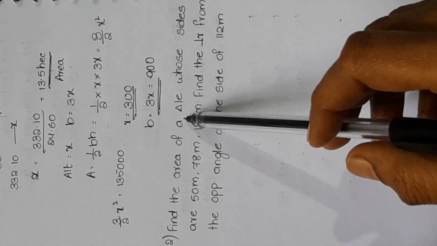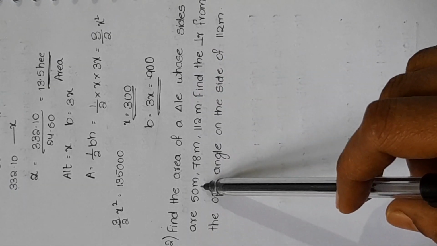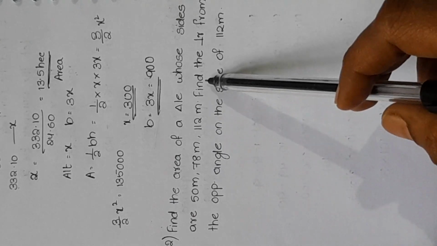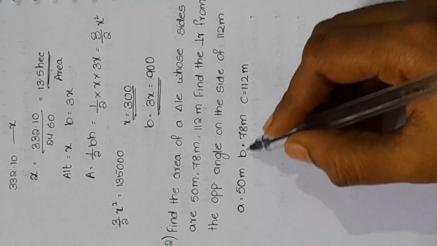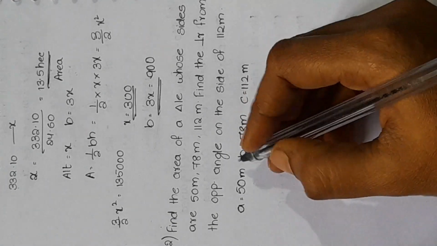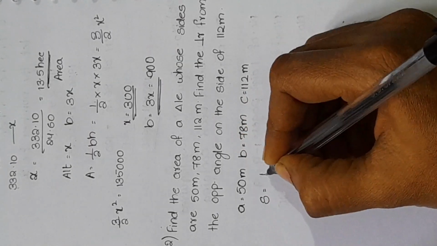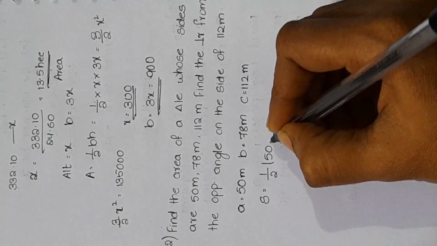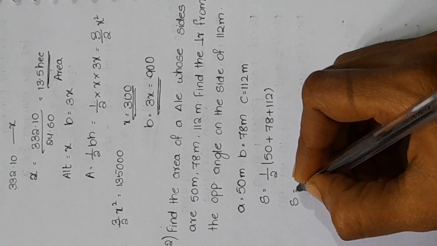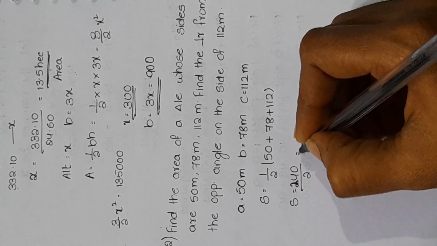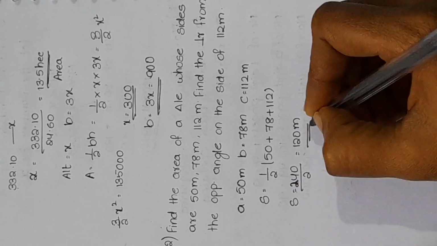Second question: find the area of a triangle whose sides are 50 meters, 78 meters, 112 meters. Find the perpendicular from the opposite angle on the side of 112 meters. A is equal to 50, B is equal to 78, C is equal to 112. Now to find S, 1 by 2 into 50 plus 78 plus 112. We get the value of S is equal to 240 by 2, which is equal to 120 meters.